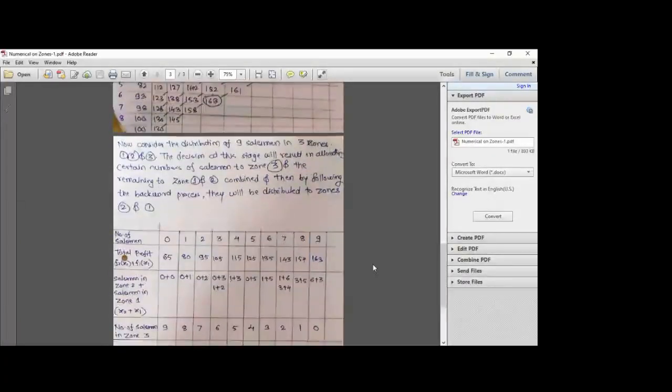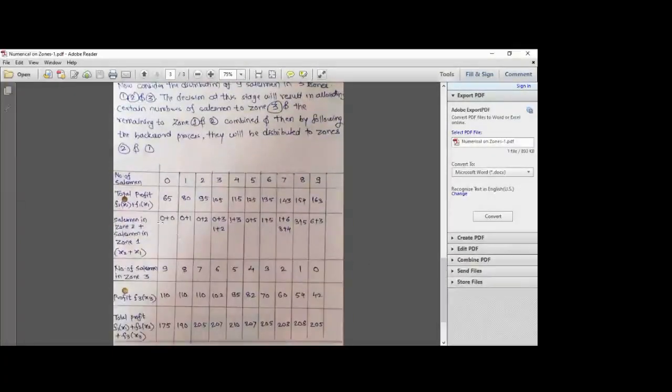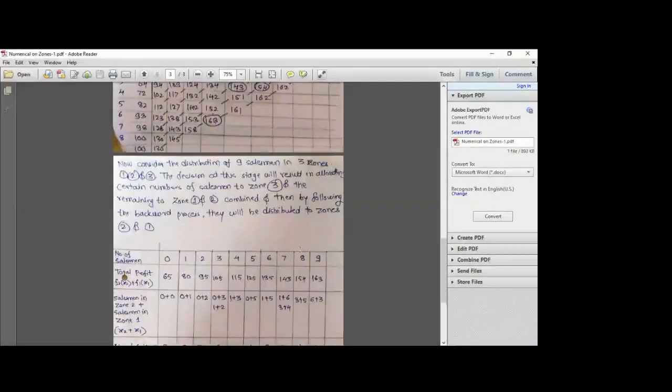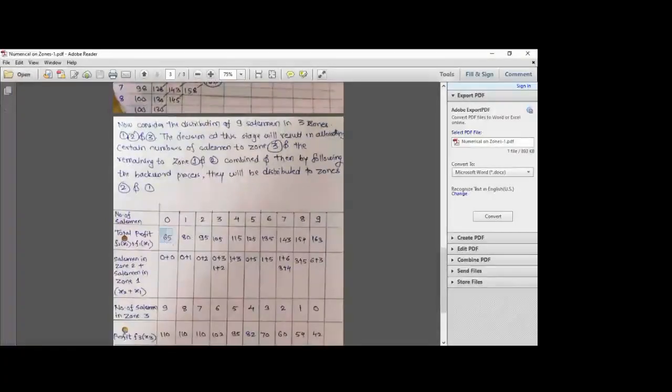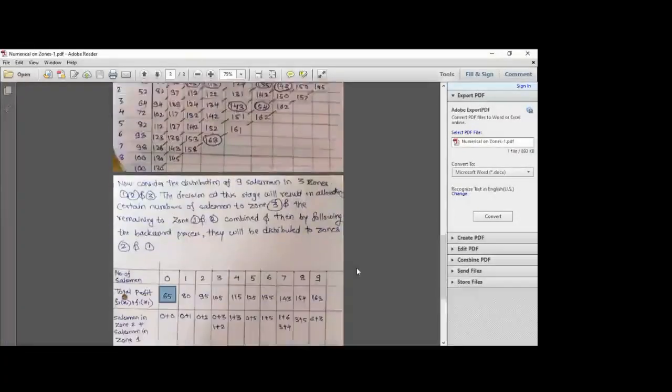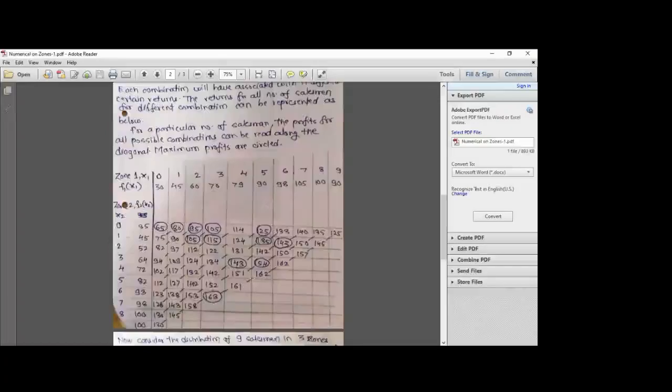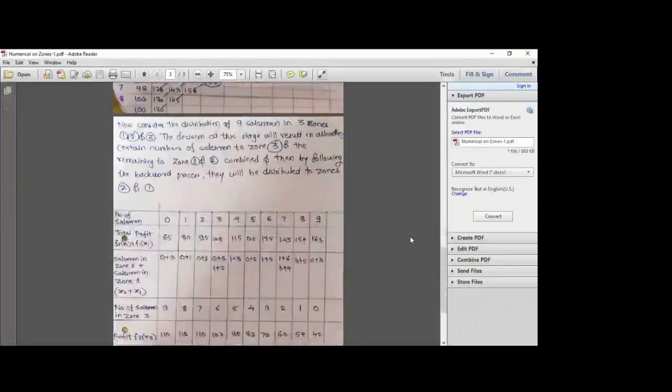Now what we are going to do is find out the number of salesmen for these maximum values. So we are going to find out the combination. For 65 it was 0 plus 0, right? So this is 0 plus 0.